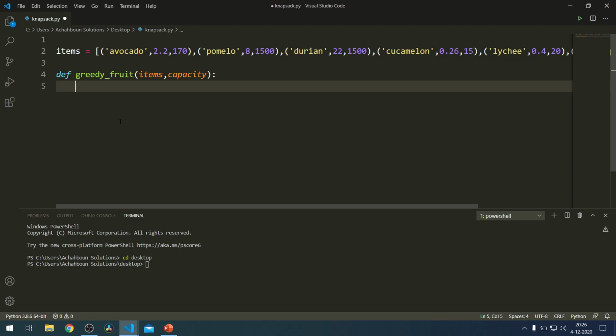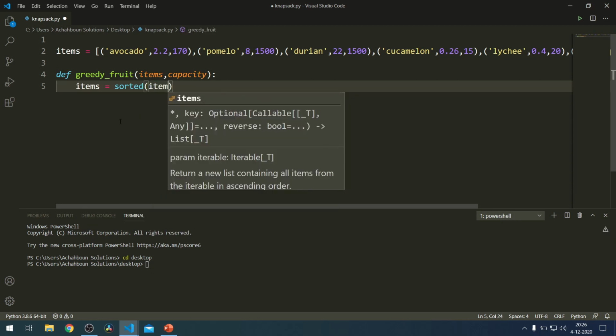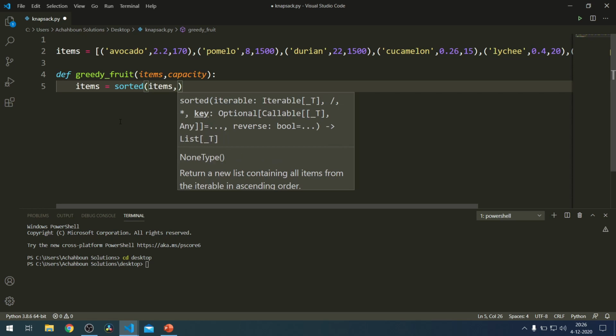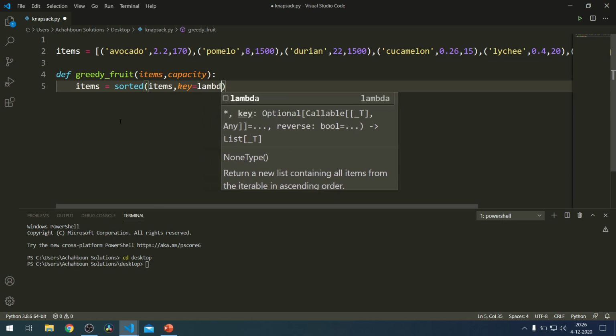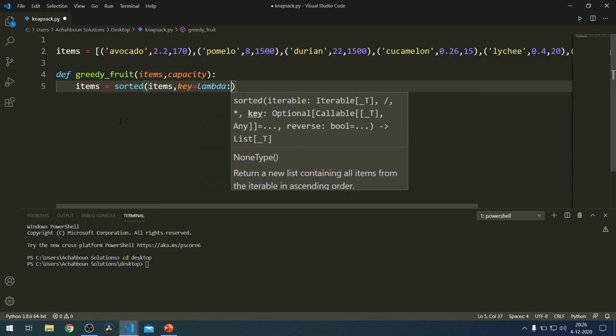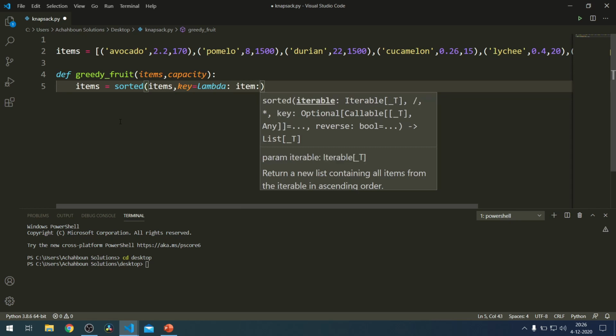So let's do that. Let's set items, which is basically our list, equal to the function sorted in Python, which we can call to sort a list. And then we pass the list items, which we want to sort. And then as a key, we basically use a lambda function. And the lambda function is basically like a small anonymous function you can call in Python.